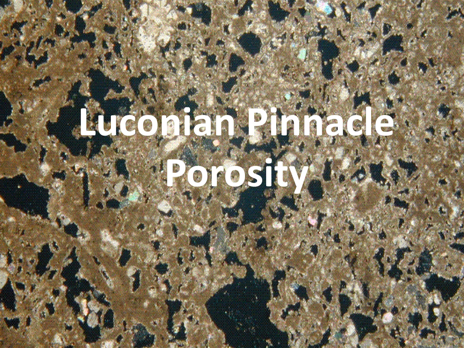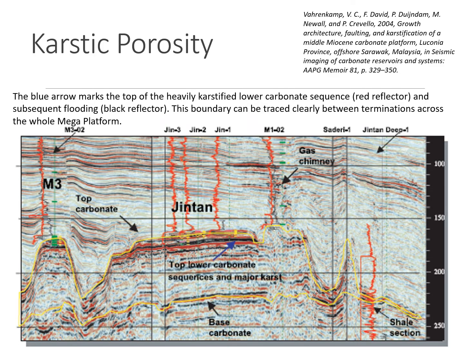The porosity of the pinnacle reef facies is varied, contrasting between megascale karstic to moldic porosity. On the large scale are the karstic caves formed during the sea level low stand, and here you see the Jintum platform with the blue arrow marking the top of the heavily karstified lower carbonate sequence, i.e. the red reflector, and subsequent flooding, the black reflector. This boundary can be traced clearly between the bioturbations across the whole mega platform.